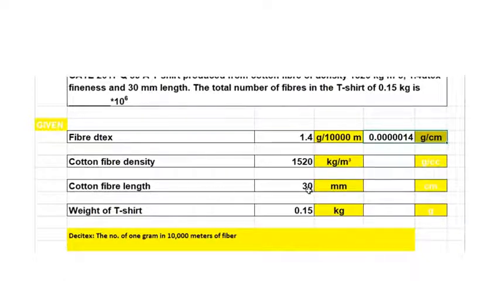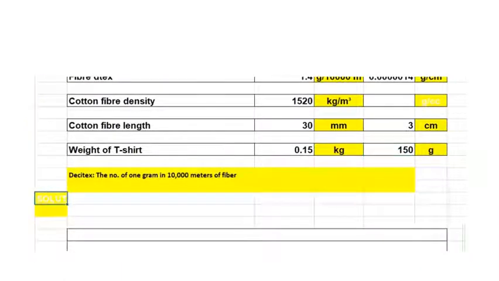Then the cotton fiber length is given as 30 mm. Now we'll convert it into centimeter, because we have converted the fiber weight per length into gram per centimeter. And the weight of the t-shirt is given, which we will convert into grams. So it is 150 grams. We need to find the number of fibers present in 150 grams of t-shirt. The fiber linear density is given, the length of the fiber is given, and the weight of the t-shirt is given. So it is a very simple problem, just a logical understanding.